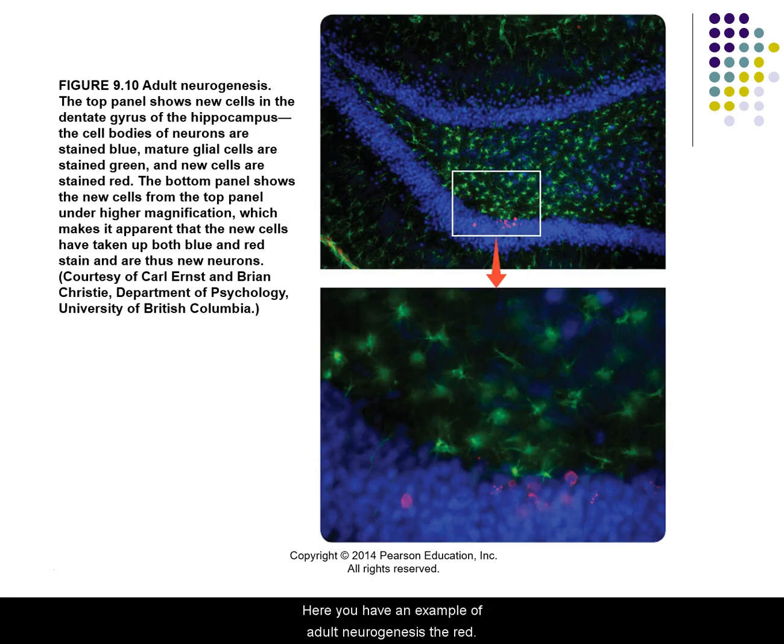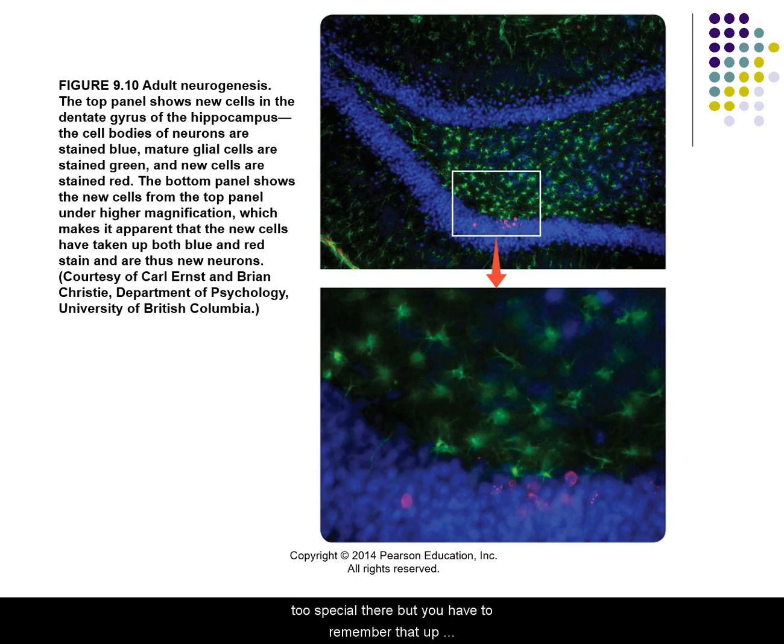Here you have an example of adult neurogenesis. The red areas there are a representation of new neurons that have been created. Now, just to let you know, you look on the slide here and you see 5 or 6 red dots, and you're thinking, wow, okay, not too special there.